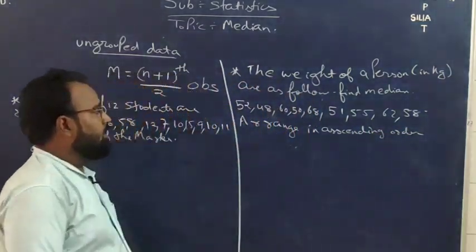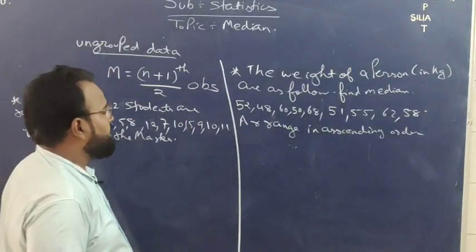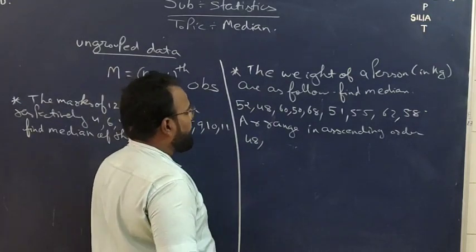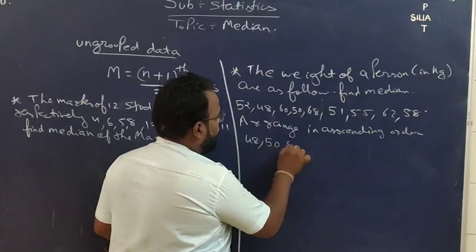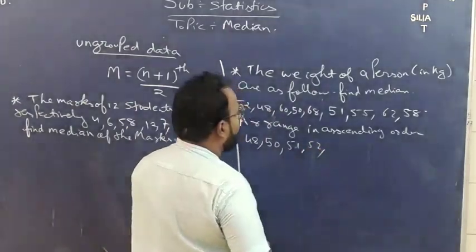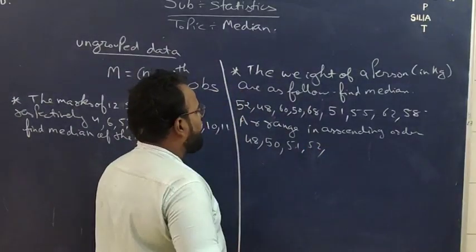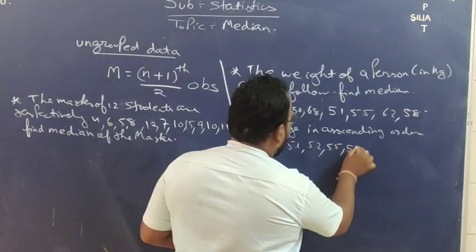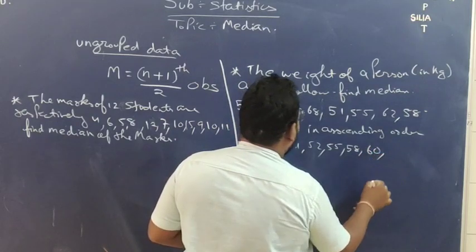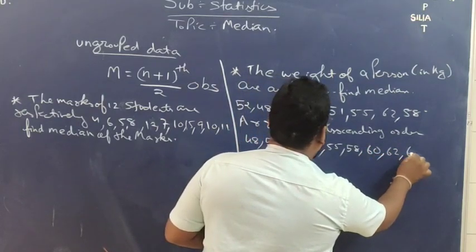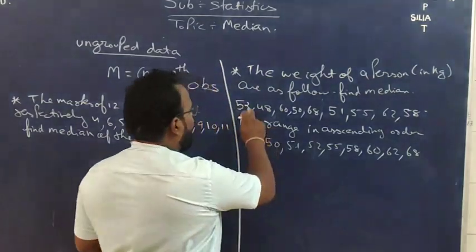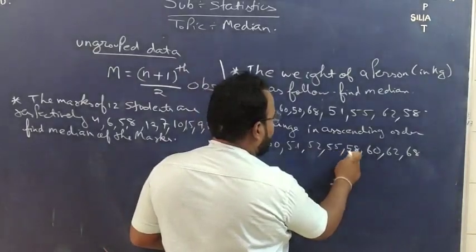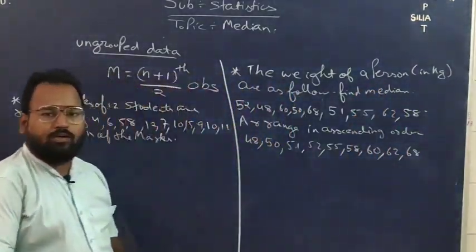So students, the smallest number as you can see over here is 48. Then after that the bigger number, that is 50, then 51, 52, then 55, then 58, 60, 62, 68. 1, 2, 3, 4, 5, 6, 7, 8, 9. All the numbers are over.